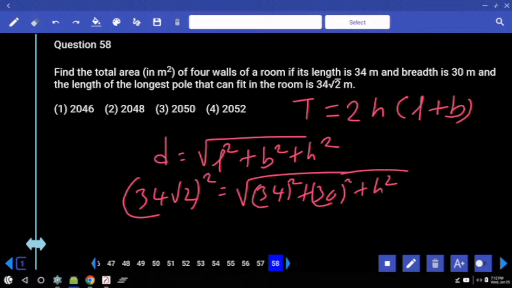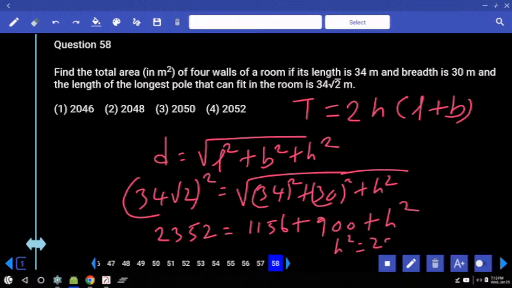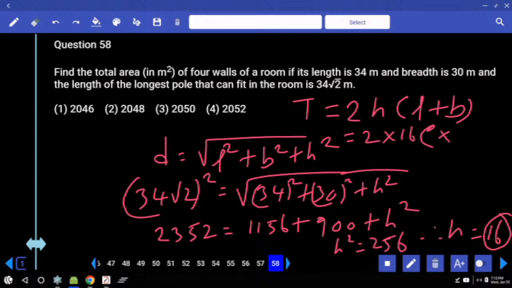If we simplify this, I think this is 2312, this part. This is 1156 plus 900 plus h square. I think you get h square as 256 here. Therefore, h is what? 16. Now it is 2 into 16 into (34 plus 30), how much is that? So the answer should definitely be a multiple of 4, yes or no? Which option? Only I think this option is agreeing. No need to calculate completely, because 2 into 16 into 64.